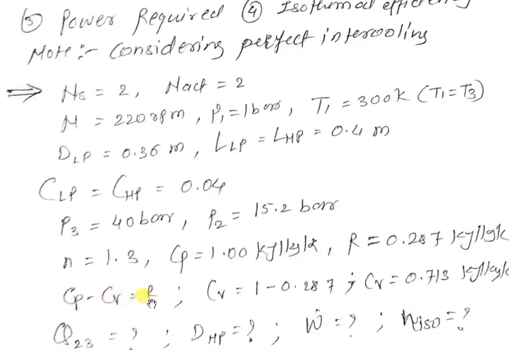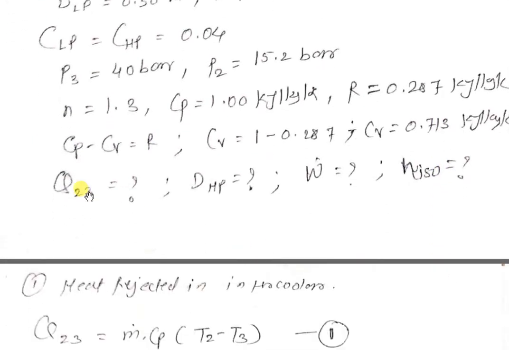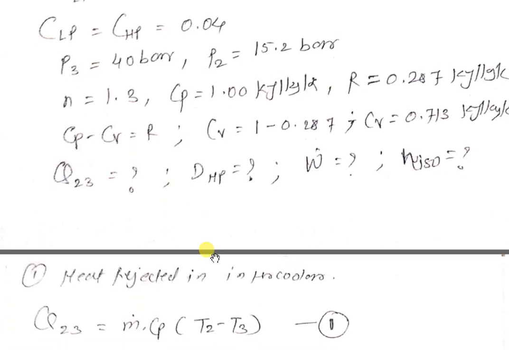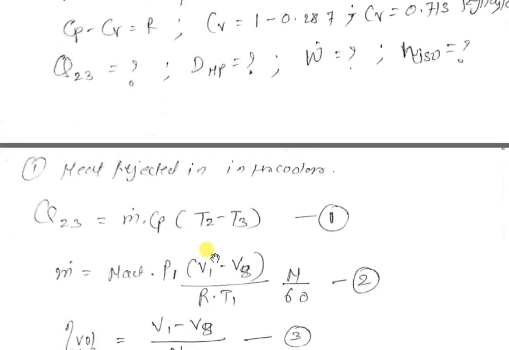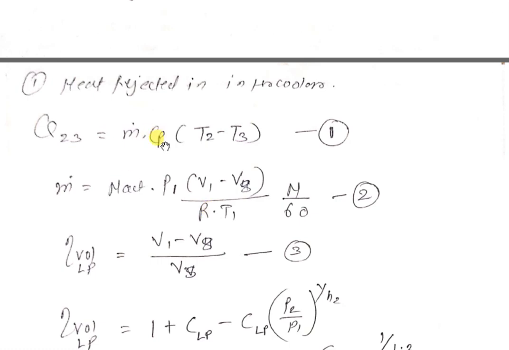We know Cp minus Cv is equal to R, therefore we can calculate Cv is equal to 1 minus 0.287. Cv is equal to 0.713 kJ per kg Kelvin. We have to calculate heat rejected in intercooler, diameter of HP cylinder, total work required, and isothermal efficiency. Now the formula for heat rejected in intercooler is Q23 is equal to m Cp (T2 minus T3).